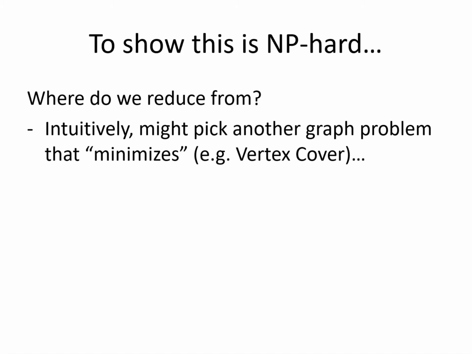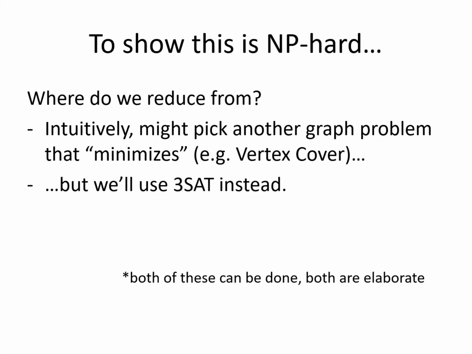So intuitive things like vertex cover or independent set from the graph pool aren't necessarily the most obvious. In our work today, we're going to use 3-SAT instead. Technically, both of these reductions are possible. Both are fairly elaborate, and they aren't the sort of thing that I would expect you to be able to reproduce on your own for a homework problem.